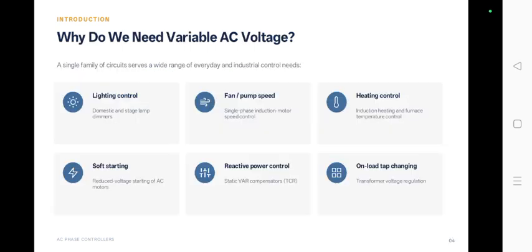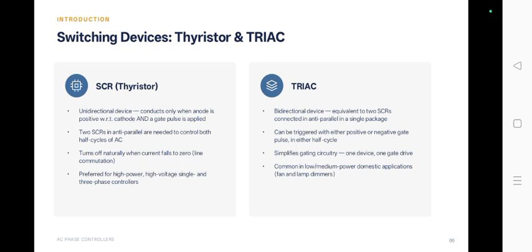Next one is, why do we need the variable AC voltage. First one is lighting control, that means domestic and stage lamp dimmers, then fan and pump speed, that means single phase induction motor speed control, then heating control, induction heating and furnace temperature control. Next is soft starting, that means reduced voltage starting of AC motors. Next one is reactive power control, that means static VAR compensator. Next one is on load tap change, that means transformer voltage regulation.